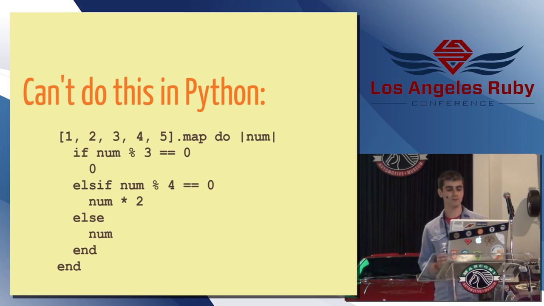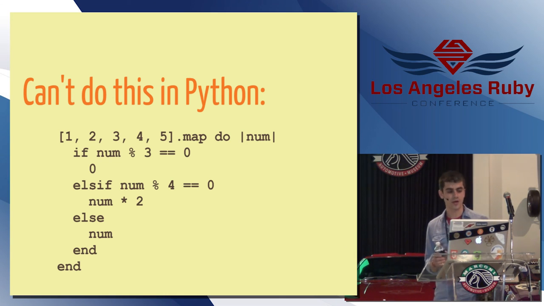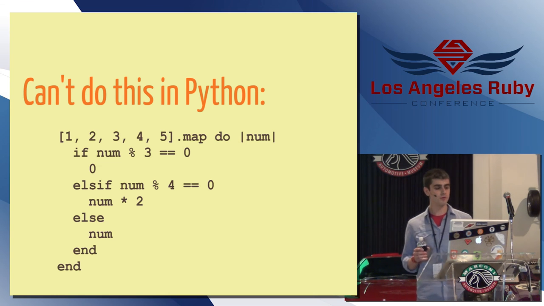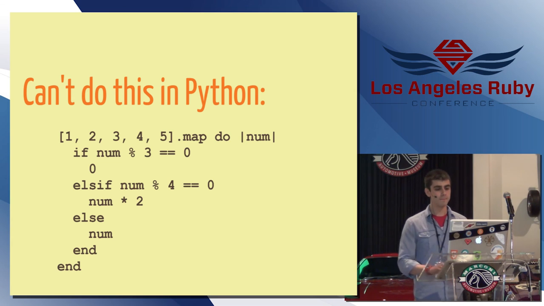So say I want to just run a map on this list of numbers. That doesn't really mean anything, but I'm just running a map. If the number is divisible by 3, then I'll change the number to 0. If the number is divisible by 4, I'll double that number. Otherwise, I'll just keep the number the same. So you can't really do this in Python. You can't have a map function with all these multiple lines of code.